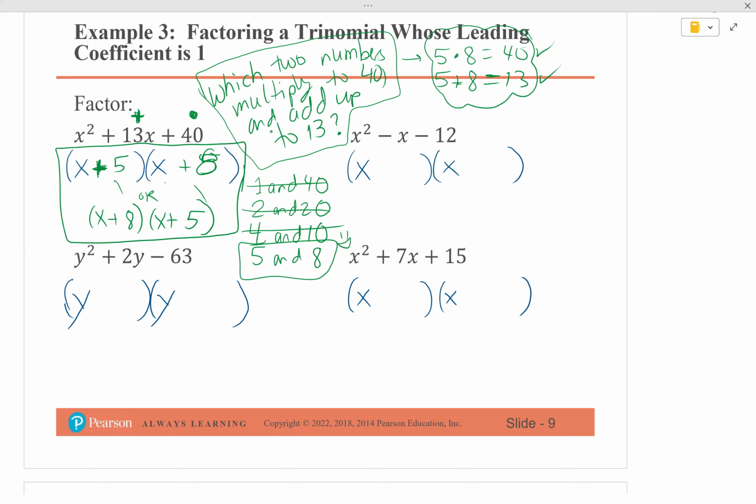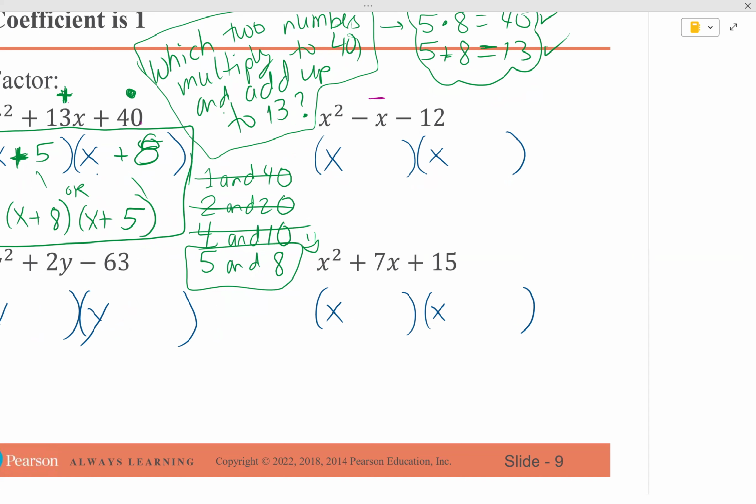So anyway, similarly on the second one over here, let's see. I want two numbers that add up to the middle term's coefficient and multiply to the last term. That helps me remember, because I think it's easy to mix them up. You wonder which one they have to multiply to and which one they add up to. But the plus goes to the middle guy and the multiplication goes to the last guy.